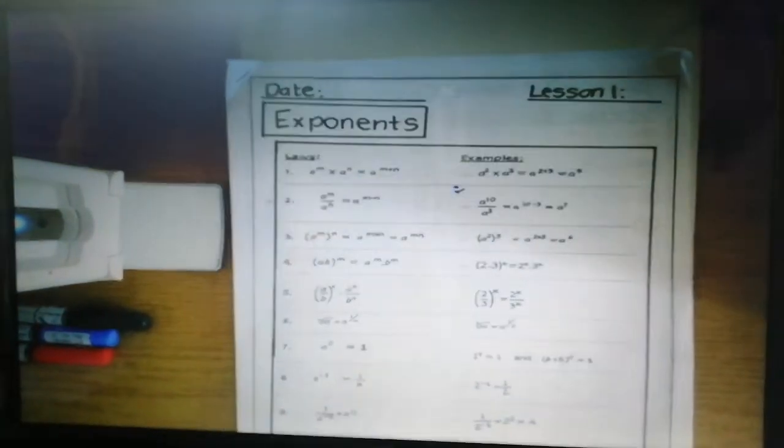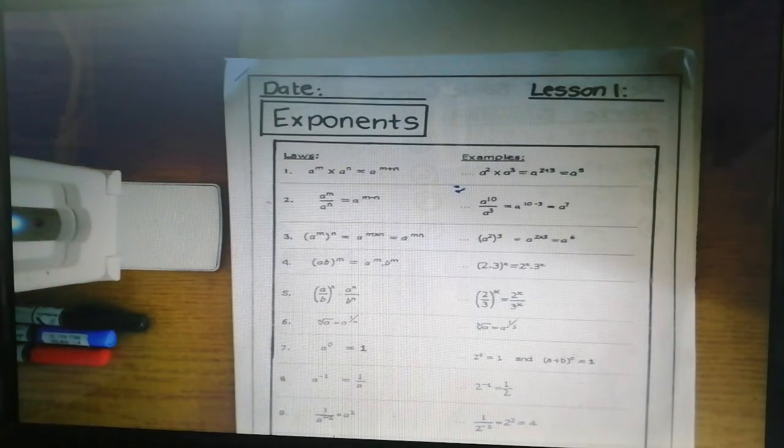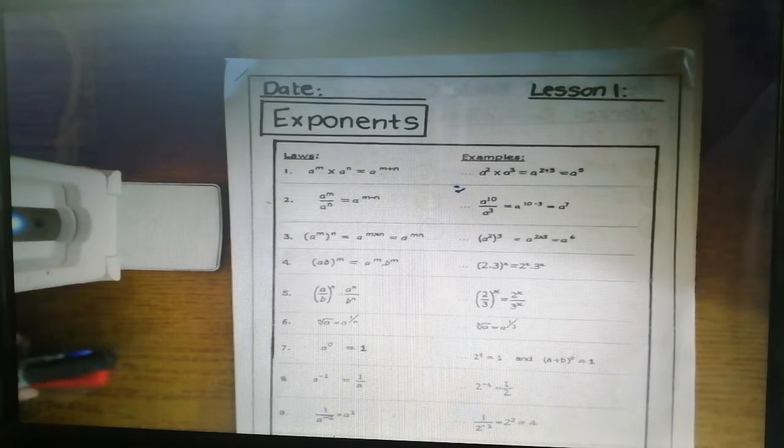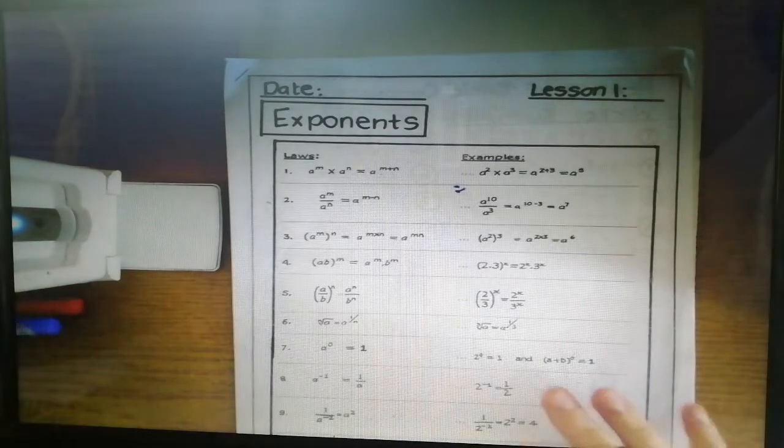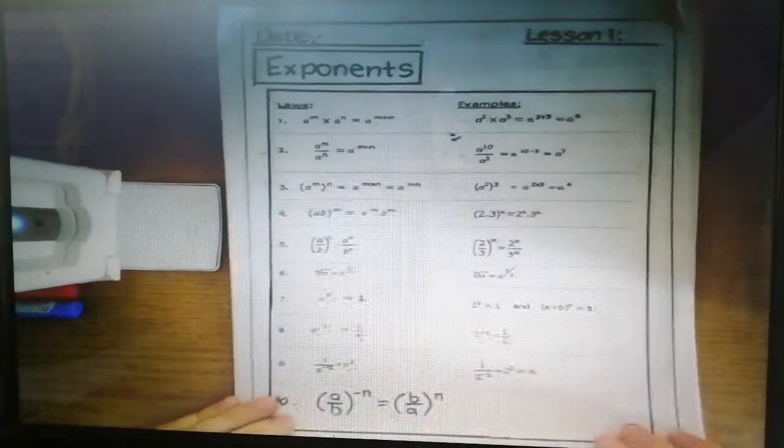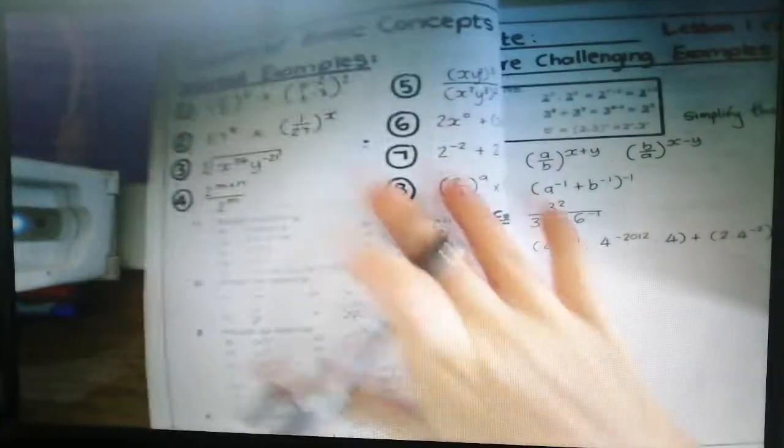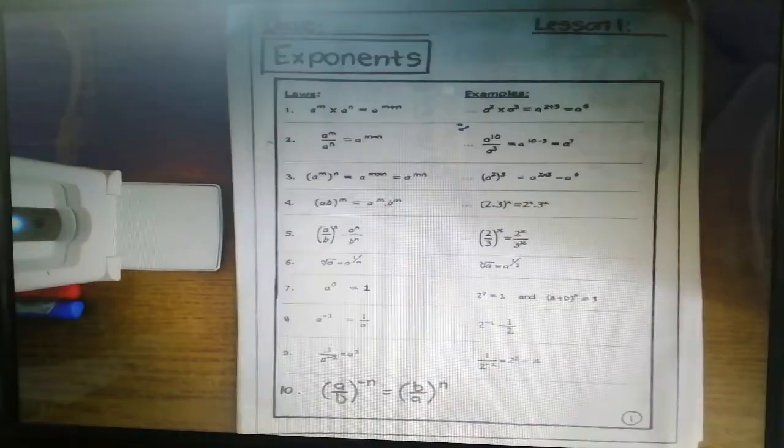It's Thursday, and today's introduction is just going to be a revision of all the exponent laws that you learned in grade 8 and grade 9, plus a few more difficult ones, just so you can get your brain thinking for a grade 10 level. So this would be the page that you received on Instagram. You also would have received something like this, revision of basic concepts, and then more challenging examples.